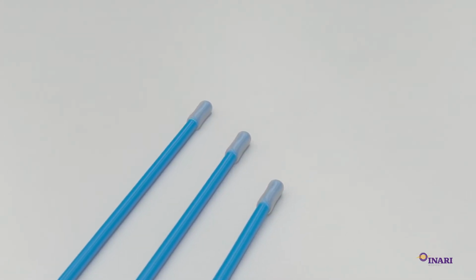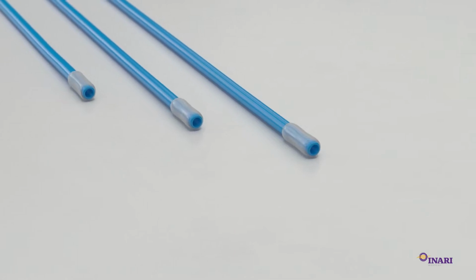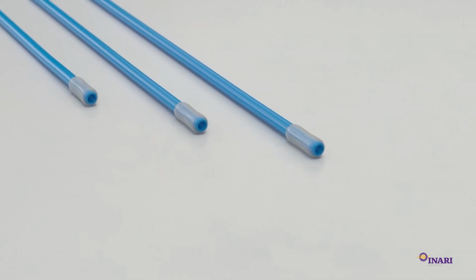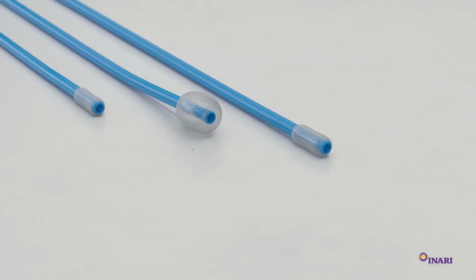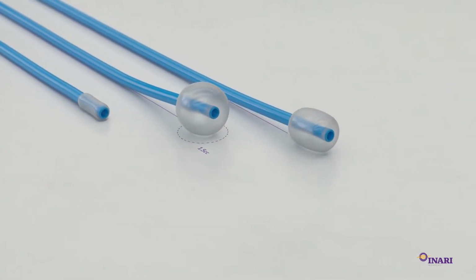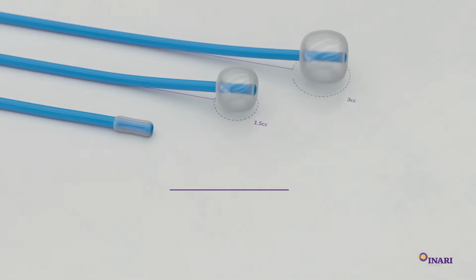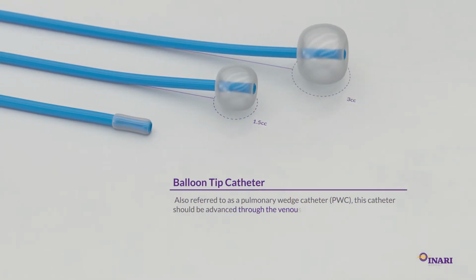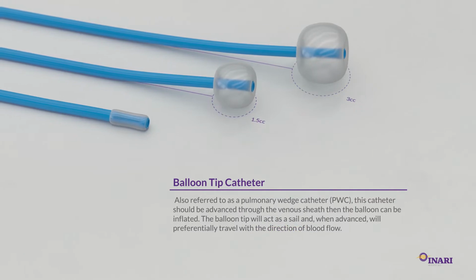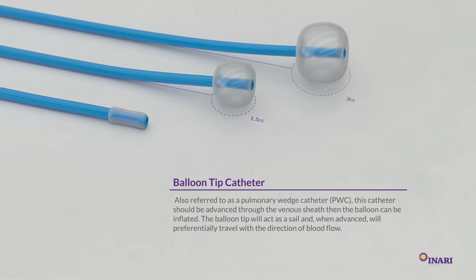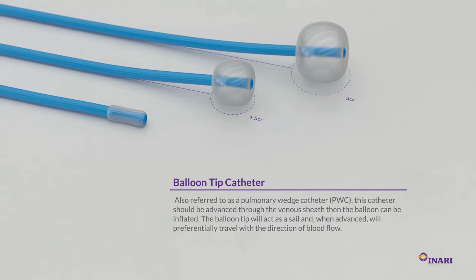catheter, PWC. A 7 French catheter with 0.035-inch lumen is recommended. This catheter should be advanced through the venous sheath, then the balloon can be inflated. The balloon tip will act as a sail and, when advanced, will preferentially travel with the direction of blood flow. Additionally, it provides a high level of safety when deflecting off intracardiac surfaces.